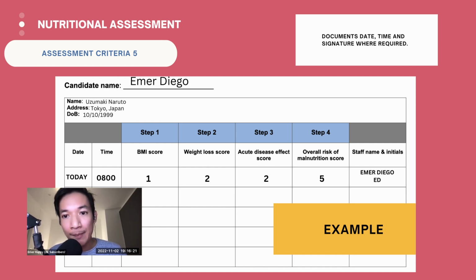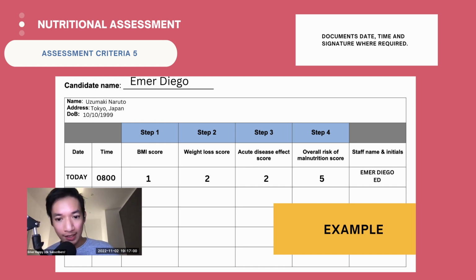Assessment criteria number 5 says documents date, time, and signature where required. So this is an example of how you will document on the examination. Again, we don't know if this is the actual documentation. It's just my interpretation of the documentation. You might see the date and time. Step number 1, let's say you said the score was 1. Step number 2, the weight loss score is 2. Let's say step 3, the acute disease effect is 2. You will be adding 1, 2, and 3. You will get step number 4. The answer would be 5.